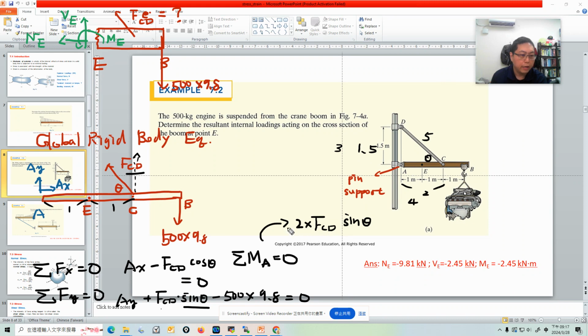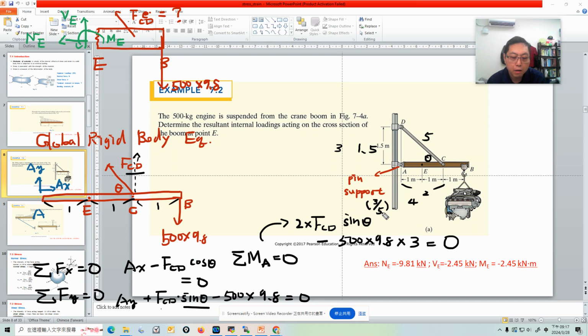And the force at B will also create a clockwise rotation, so it becomes negative, and its moment arm is 1 plus 1 plus 1, which is 3, so it's minus 500 times 9.8 times 3, and it's equal to 0. Okay, so sine theta we know it. Sine theta is 3 over 5. So what is FCD?